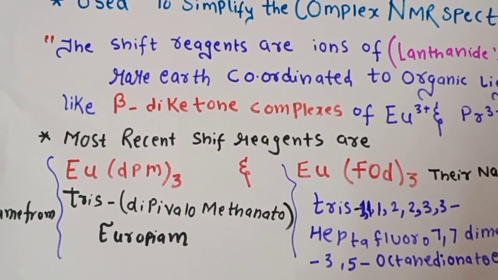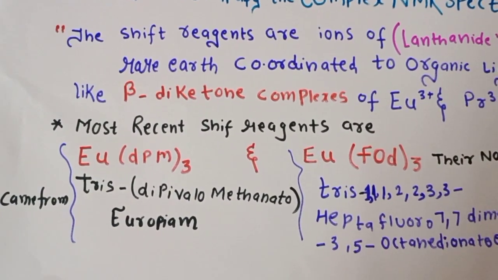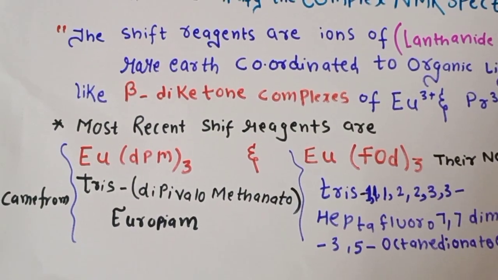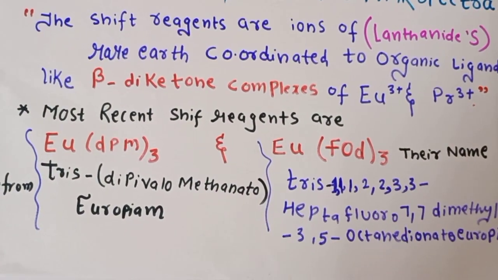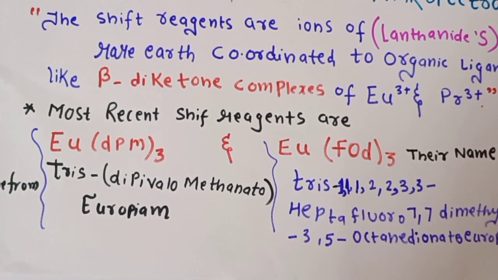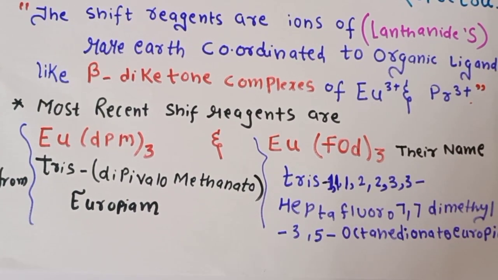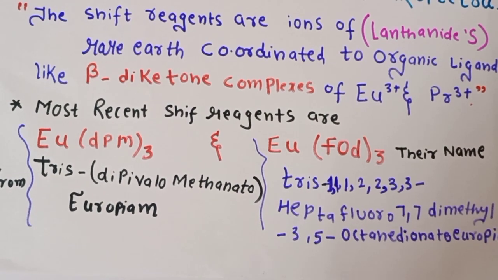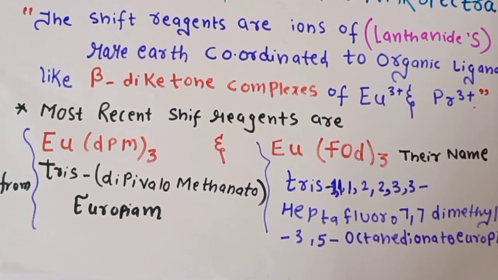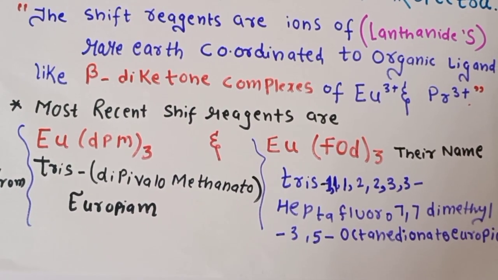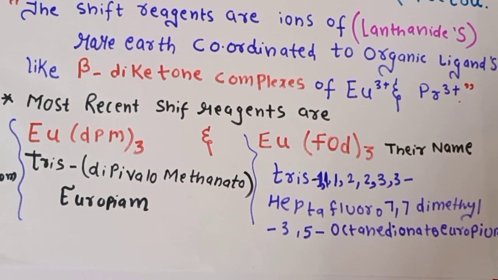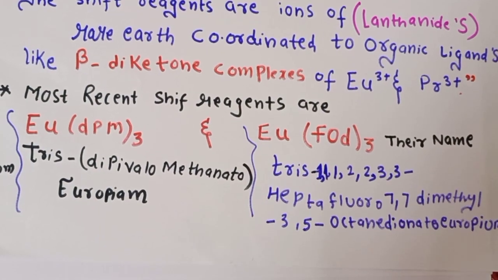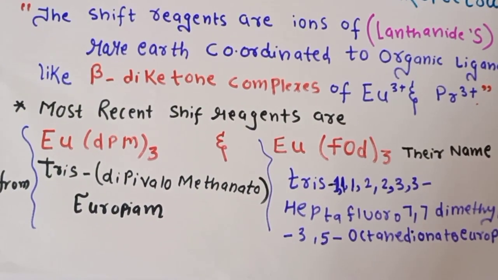What is the full form of this? This is tris(dipivalomethanato)europium. The other important one is Eu(FOD)3, and the name is tris(1,1,1,2,2,3,3-heptafluoro-7,7-dimethyl-3,5-octanedionato)europium. So the names are very complicated.